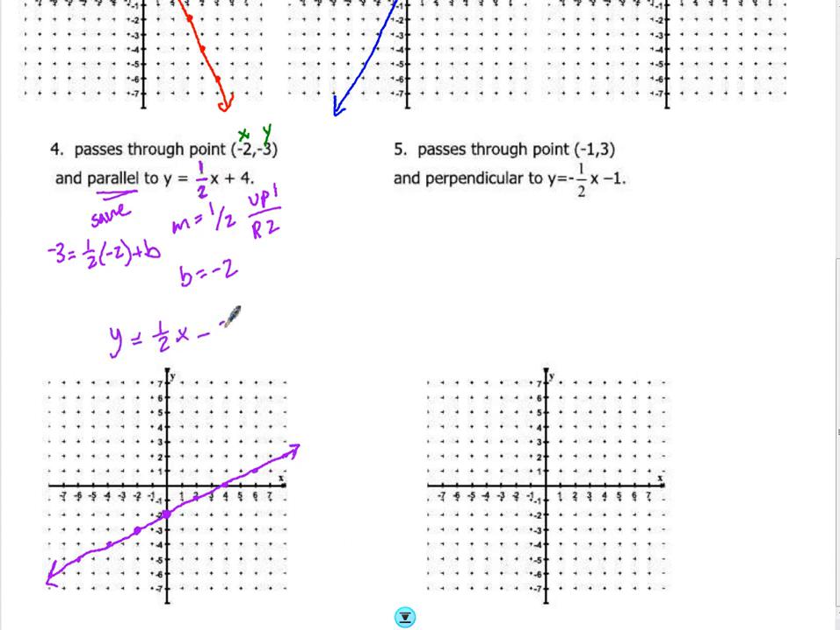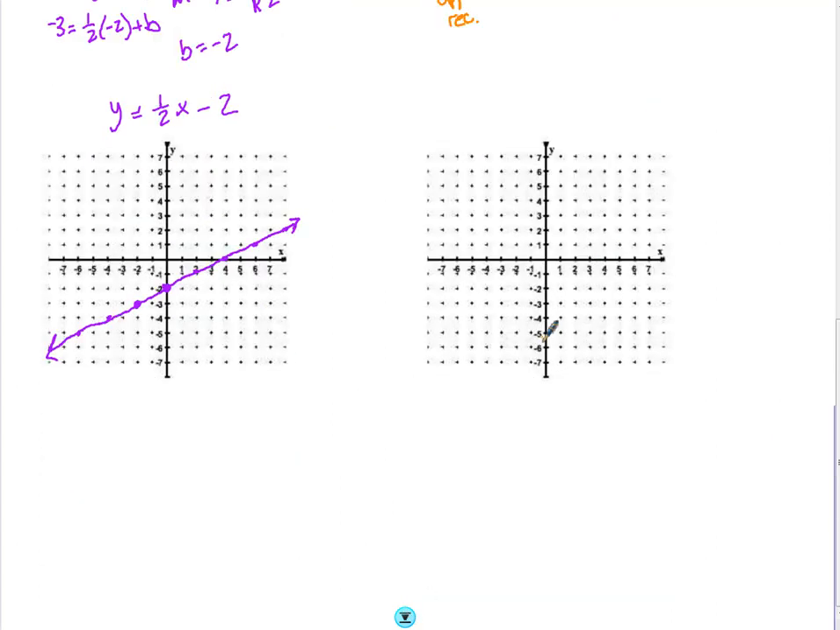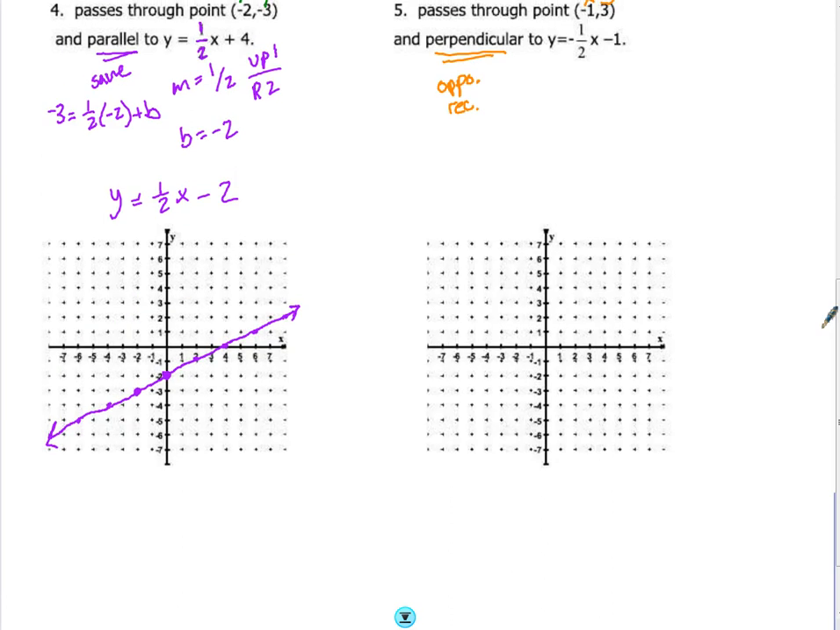Last example is perpendicular. So here we're going to look at a line perpendicular, which means the slopes are opposite reciprocals, and it has to pass through the point negative 1, 3. So I'm going to go to my graph here, and I'm going to go ahead and plot negative 1, positive 3, and I'm going to follow my slope.